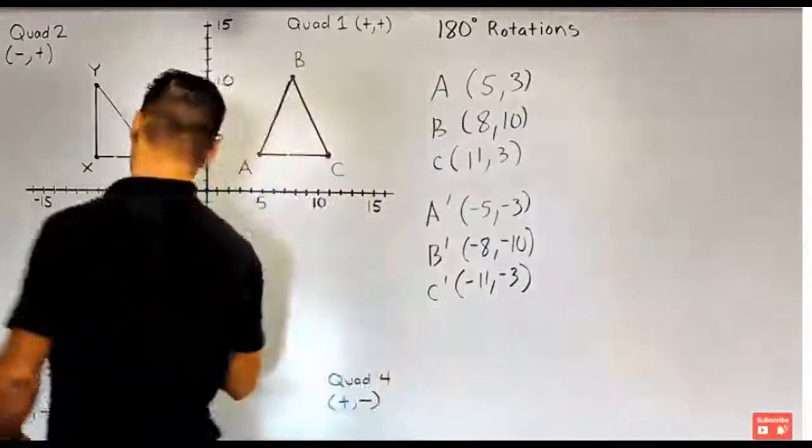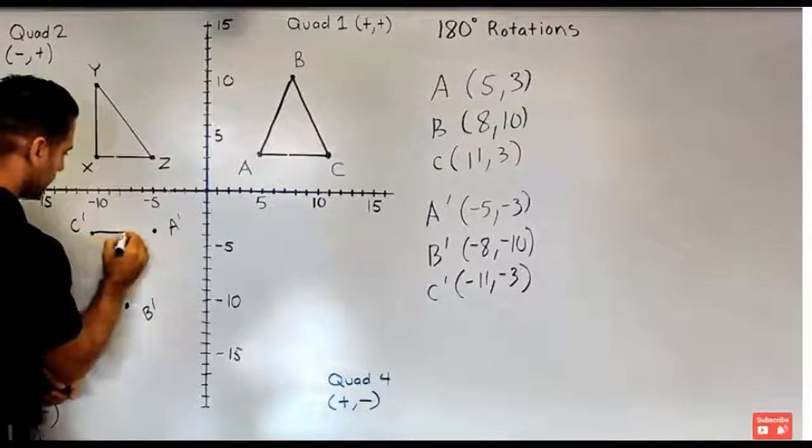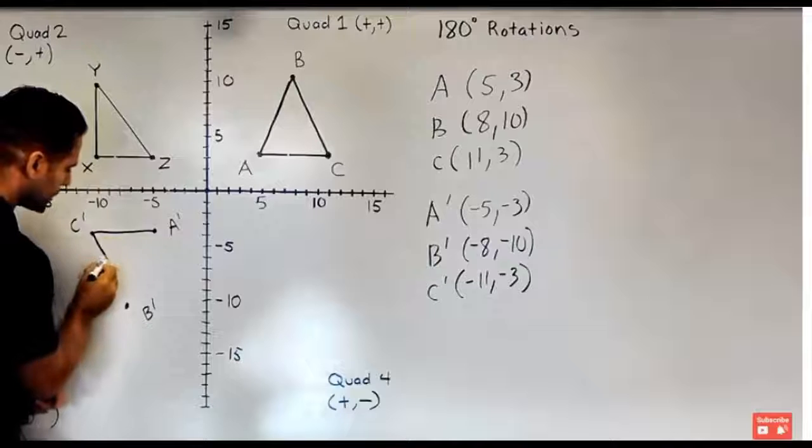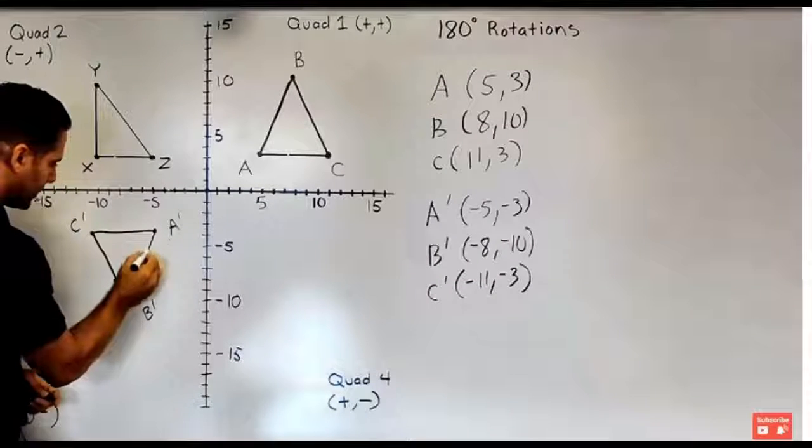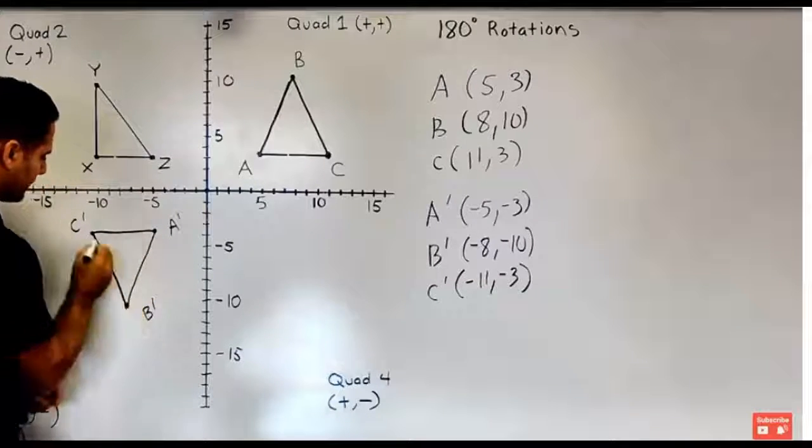Now, if we connect these points, this will be our transformed shape from its original, rotated 180 degrees around the origin.